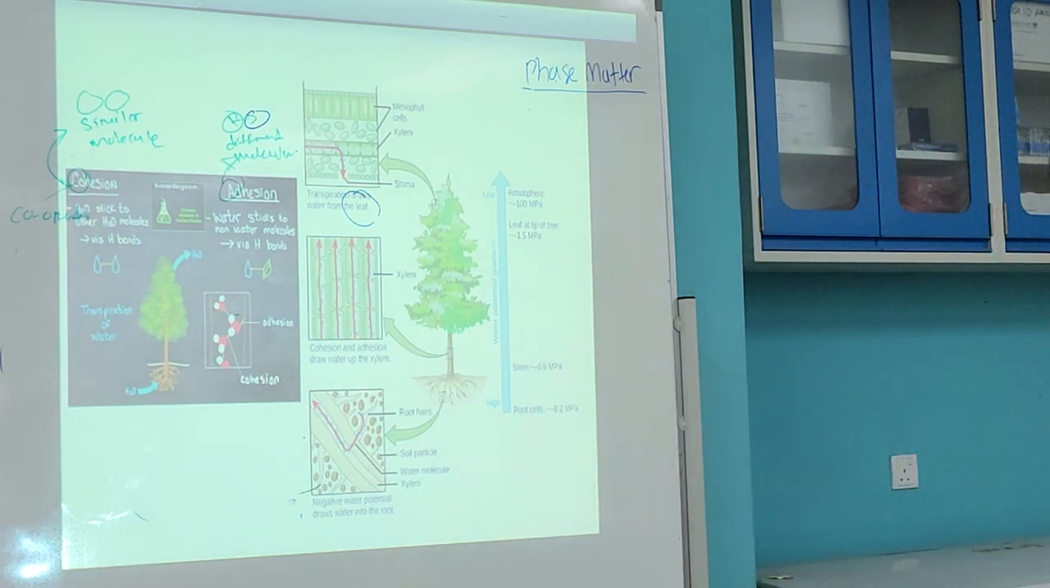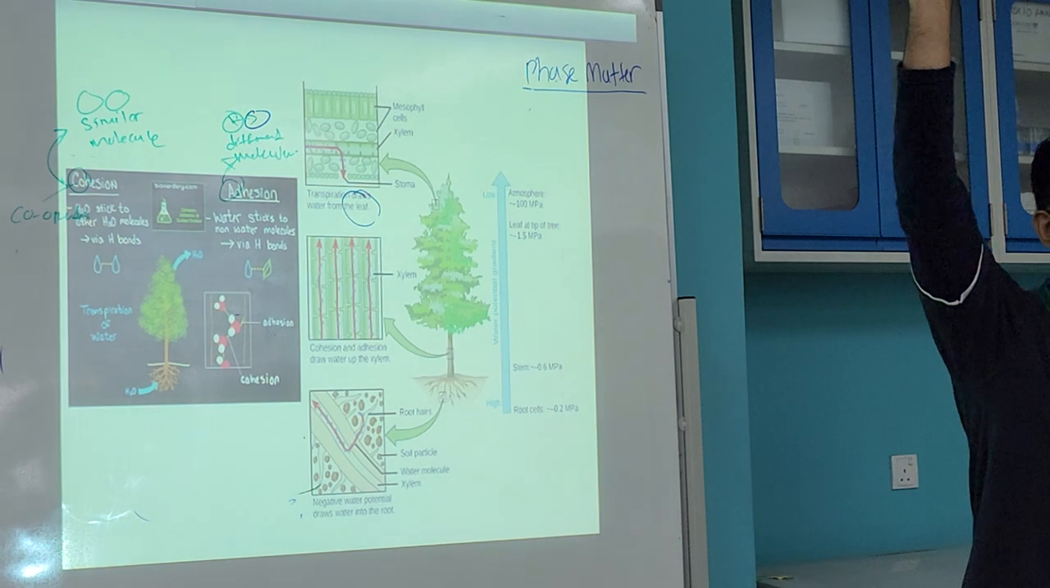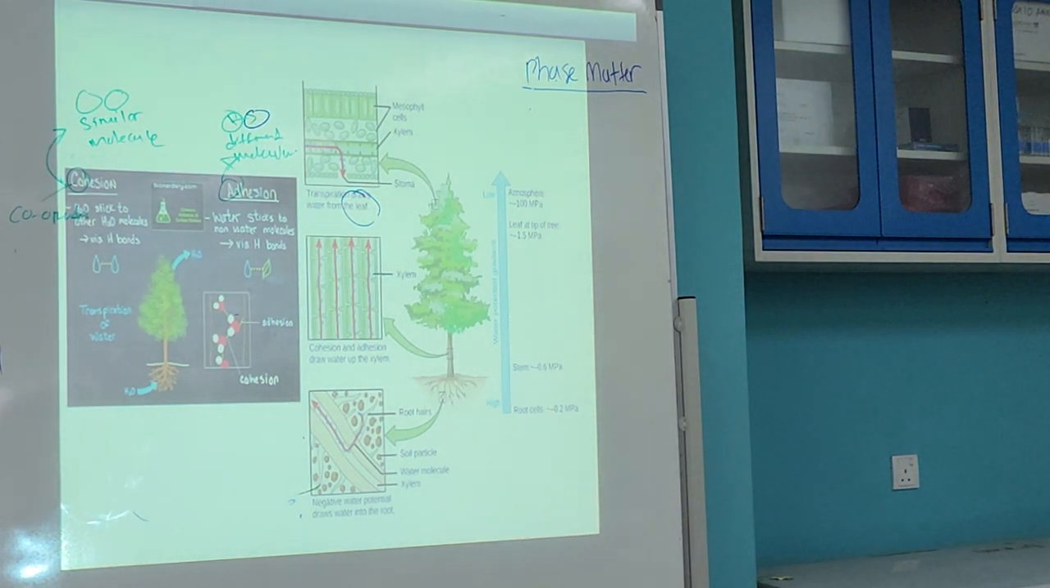So that is another one of many brilliant designs of nature. Even without a pump, without a lift, the water can travel from the ground all the way to the tip of the tallest tree in the world, Redwood, California, in case you want to know. What's the name? Sequoia sempervirens, I think. Without the help of any electricity. Okay?